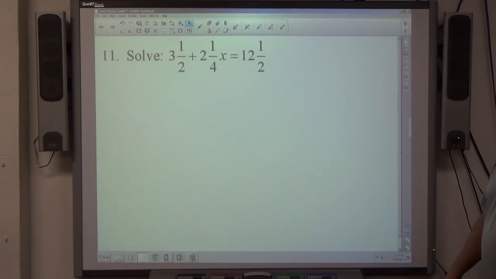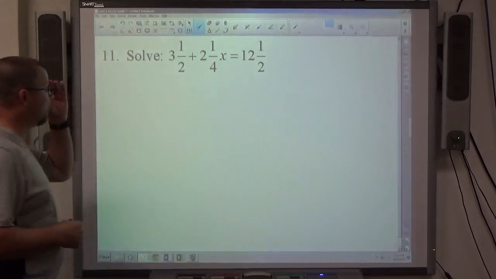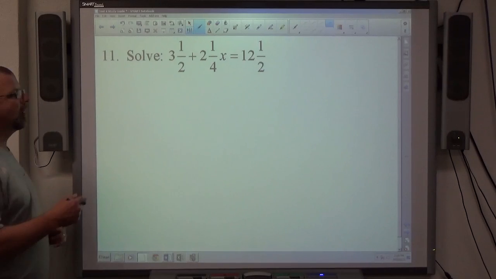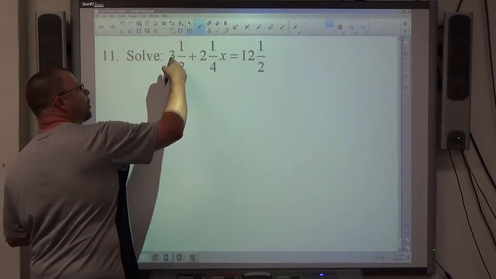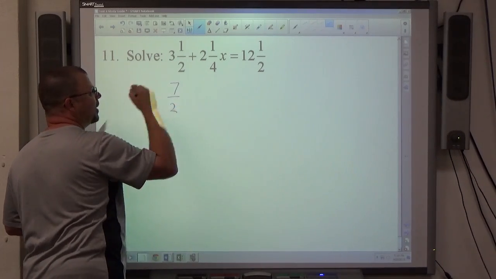Number 11. Solve 3 1/2 plus 2 1/4 x equals 12 1/2. My advice on fractional equations, or in this case mixed number equations, is first of all make fractions instead of mixed numbers, and then get rid of the fraction. So 3 1/2, 3 times 2 is 6 plus 1 is 7 over 2. That's the same as 3 1/2.